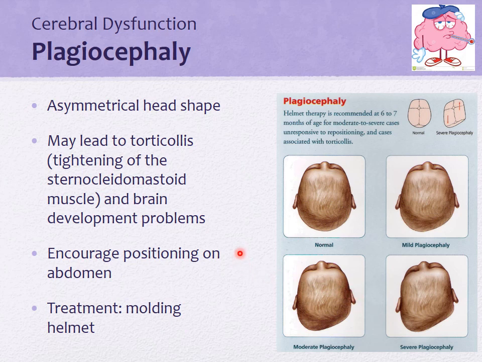So encourage parents to put the child on tummy time. Do not just leave them flat all the time on their back. Even if they're sitting up in something, they're still laying on their head. So make sure that they get that pressure off that head and encourage tummy time and repositioning. And then the treatment for this is going to be the molding helmet. Typically it's recommended at about 6 to 7 months of age for those moderate to severe cases. A mild case can probably fix itself with frequent repositioning since it's pretty early on, but these two cases would definitely need molding helmets.